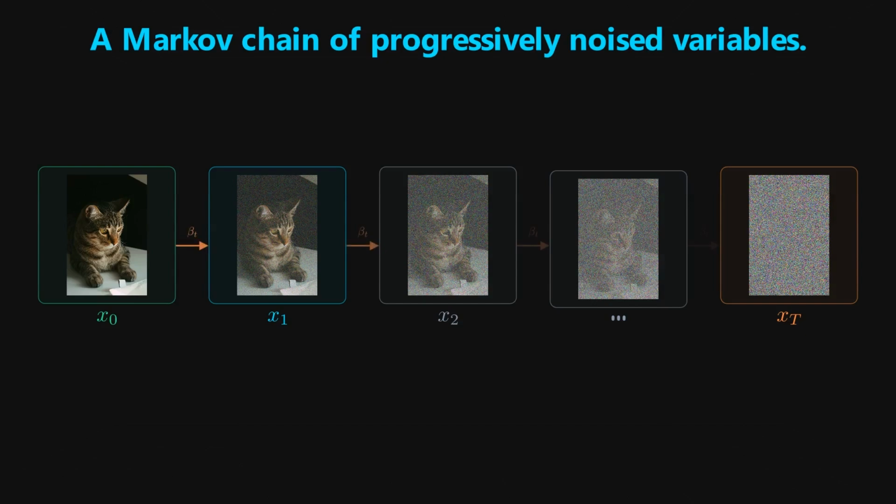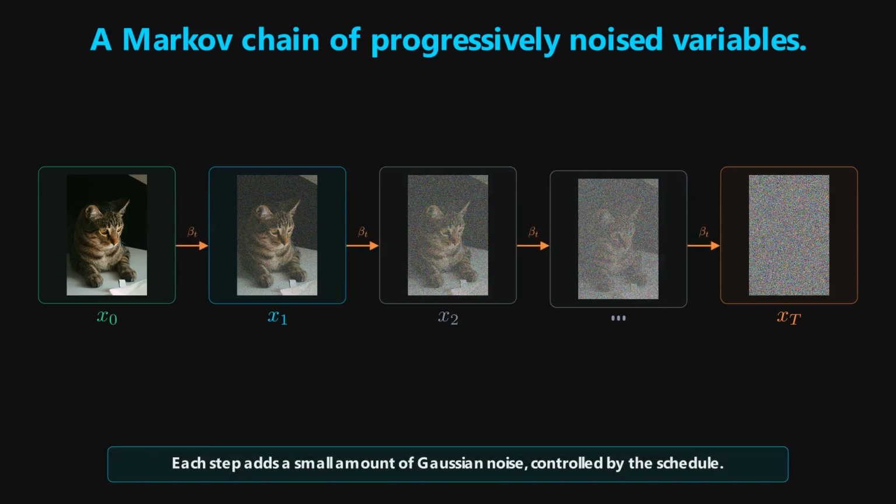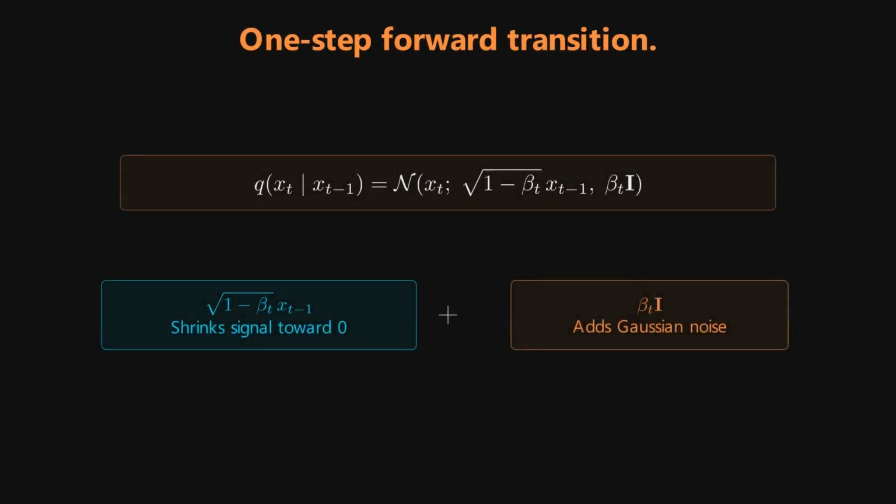But to implement diffusion, we need to turn that intuition into mathematics. The forward process is a Markov chain. We start with a clean image, x0, sampled from the data distribution. Then we create x1, x2, all the way to xt by adding Gaussian noise step by step.